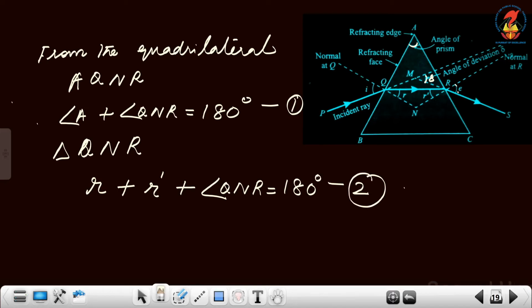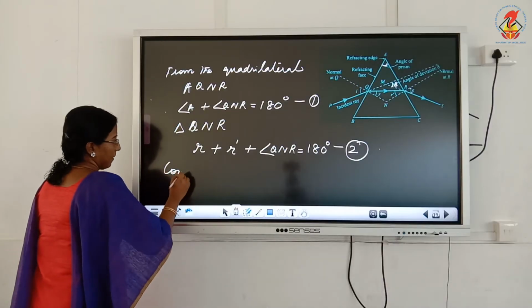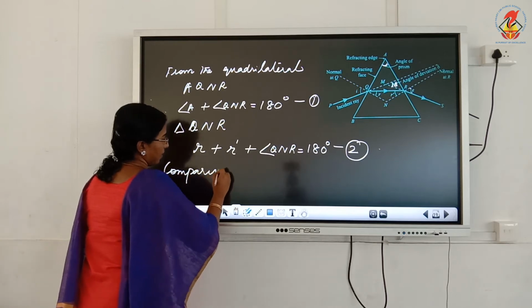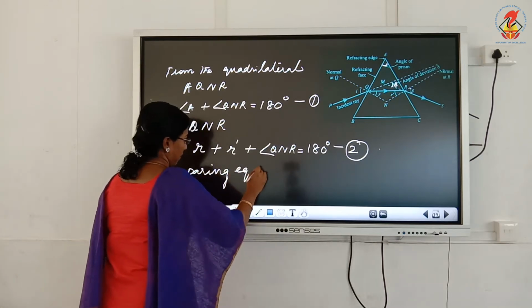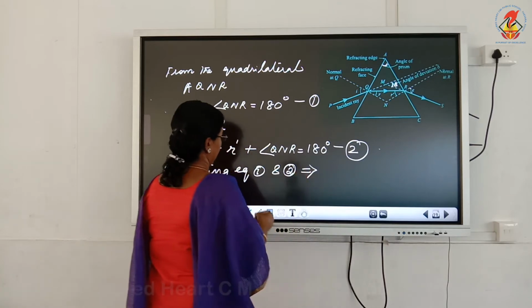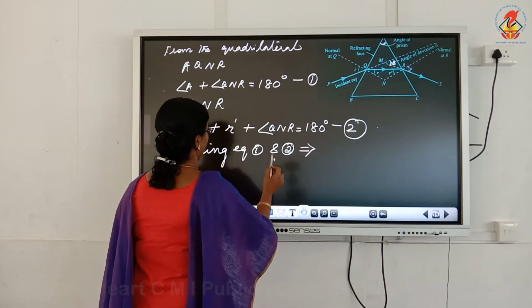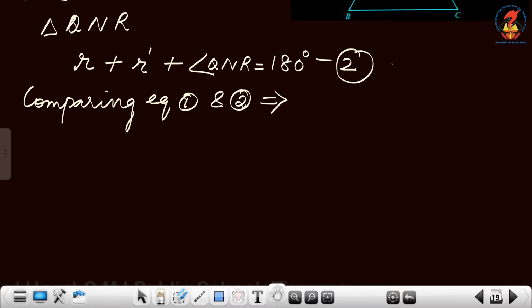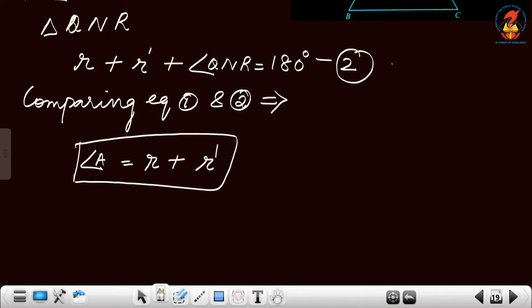Now if you compare equations 1 and 2, we get angle A is equal to R plus R dash. So angle A is equal to R plus R dash. This is our first main equation. That gives us equation 3. Okay.